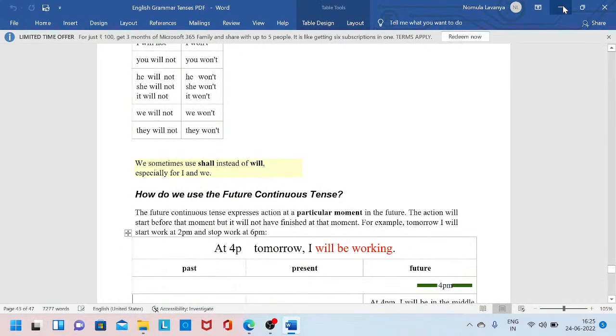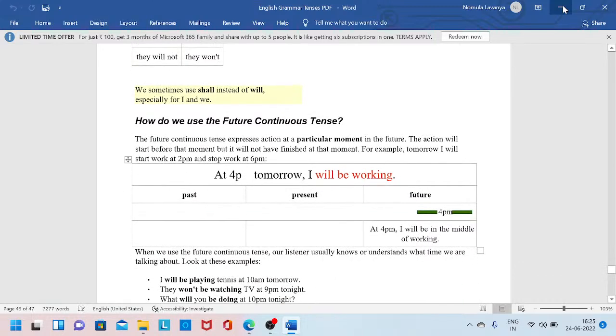Okay, so how to use this future continuous tense? The future continuous tense expresses an action at a particular moment in the future. The action will start before that moment, but it will not have finished at that moment. For example, tomorrow I will start work at 2 p.m. and stop work at 6 p.m. At 4 p.m. tomorrow I will be working. So this is future, and the action is not completed yet. At 4 p.m. I will be in the middle of the work. So that is the future.